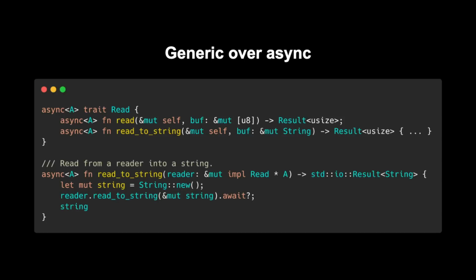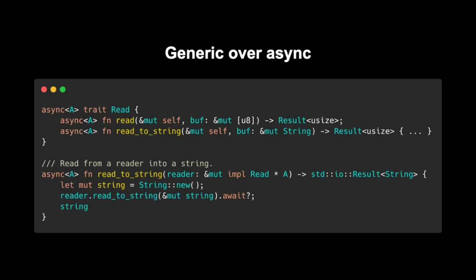Here's an example of a trait and a function being generic over asyncness. Note that this syntax is entirely made up for this example and is subject to major changes in the future. In this example, we have a trait called Read with two methods, read and read_to_string. The generic A after the async keyword means that this trait is generic over asyncness. We also have a function called read_to_string, which accepts a reader. Inside the function body, we create a string instance and then call reader.read_to_string, passing in the string instance. This function is also generic over asyncness.